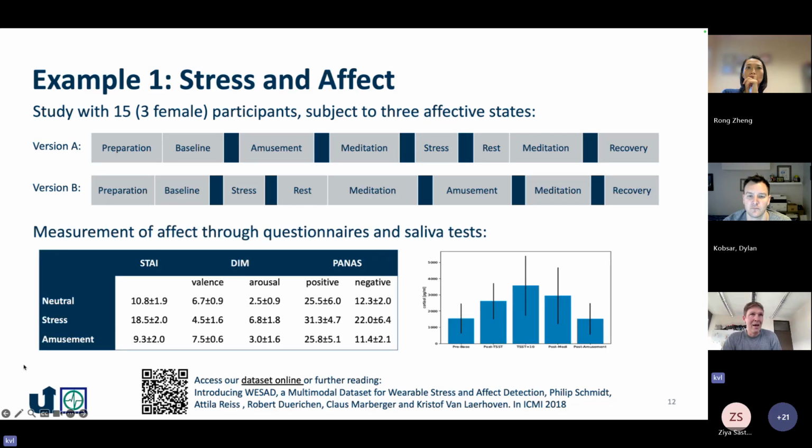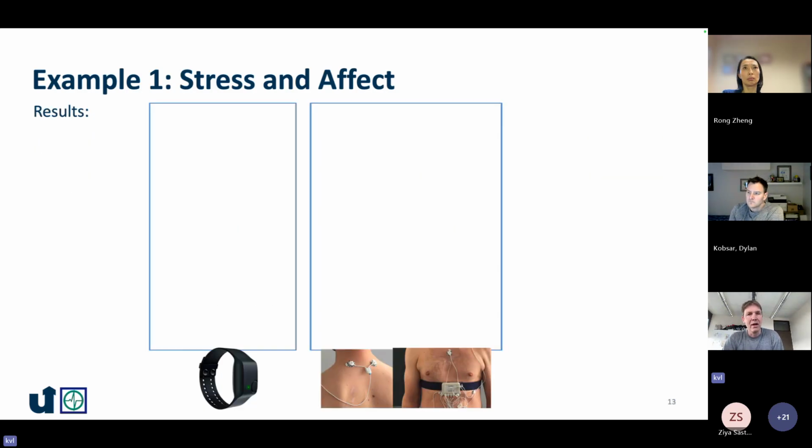So at the time, these dark bars over here show that during the entire afternoon, people had to fill in some basic questionnaires, which are the typical questionnaires that you would use if you go for affect, as well as doing saliva tests. So they would regularly do saliva tests, so we could also see in the cortisol levels how stressed they really were. And as I said, all while wearing wearables.